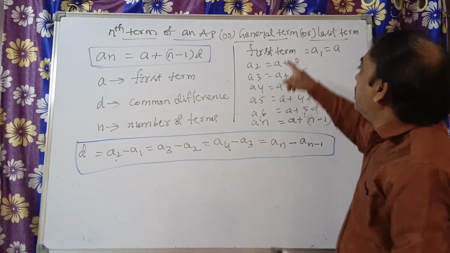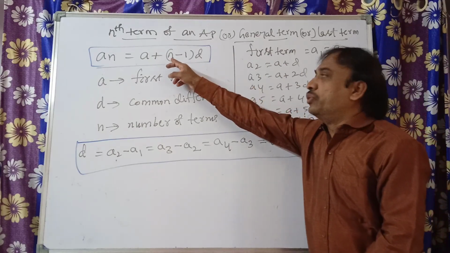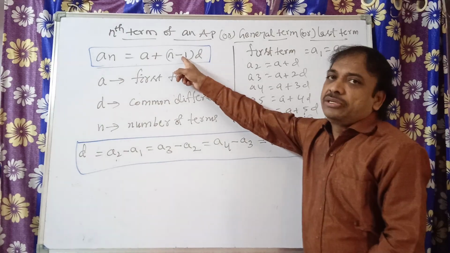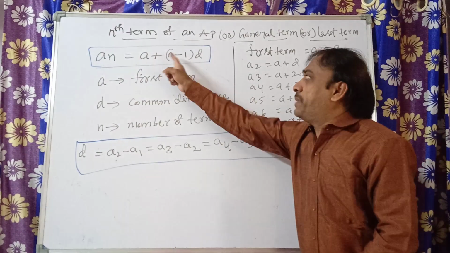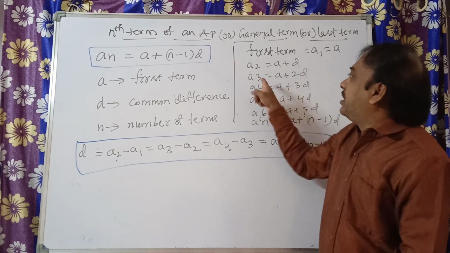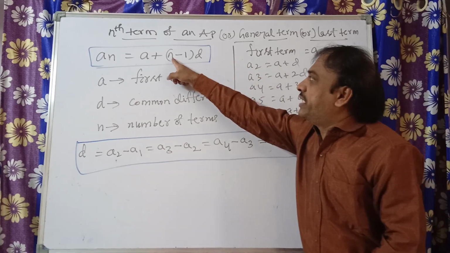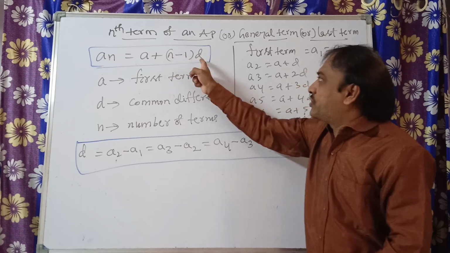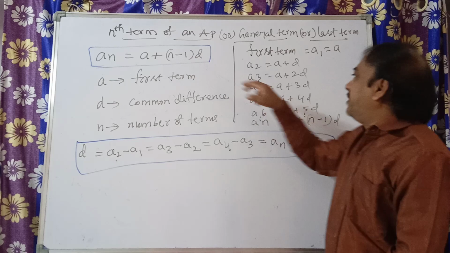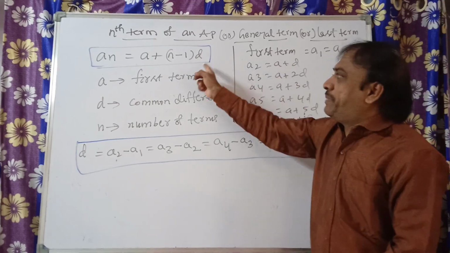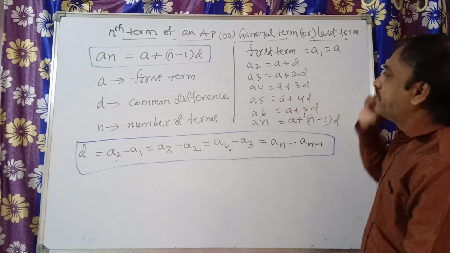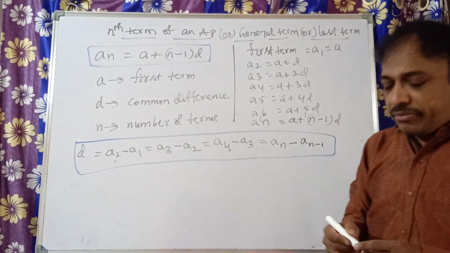How are we getting this? In place of n, if you write 2, 2 minus 1 is 1. So a plus 1 into d is a plus d. That is the second term. Third term, in place of n write 3, 3 minus 1 is 2, so a plus 2d. Fourth term, 4 minus 1, 3d, so a plus 3d. Fifth term, 5 minus 1 into d, a plus 4d. That is how we get the terms.